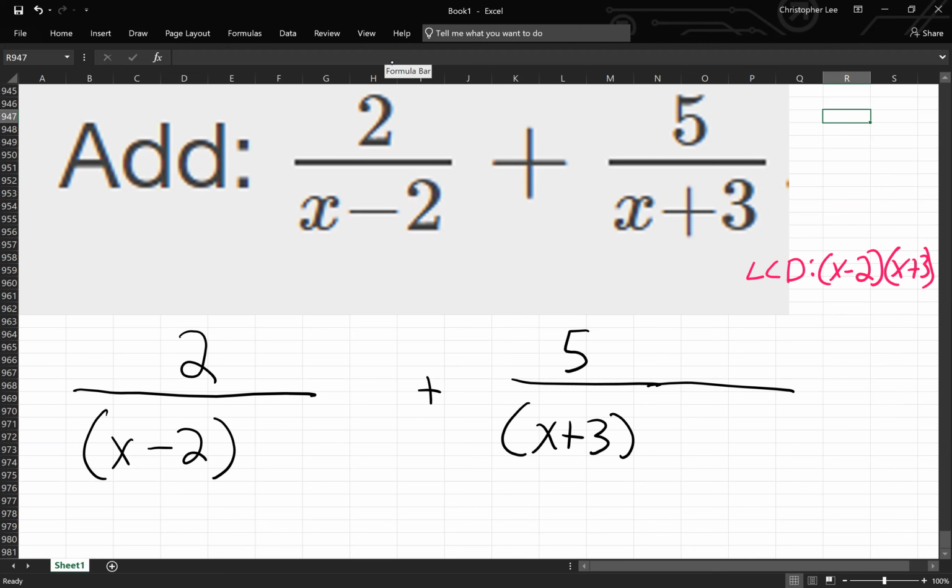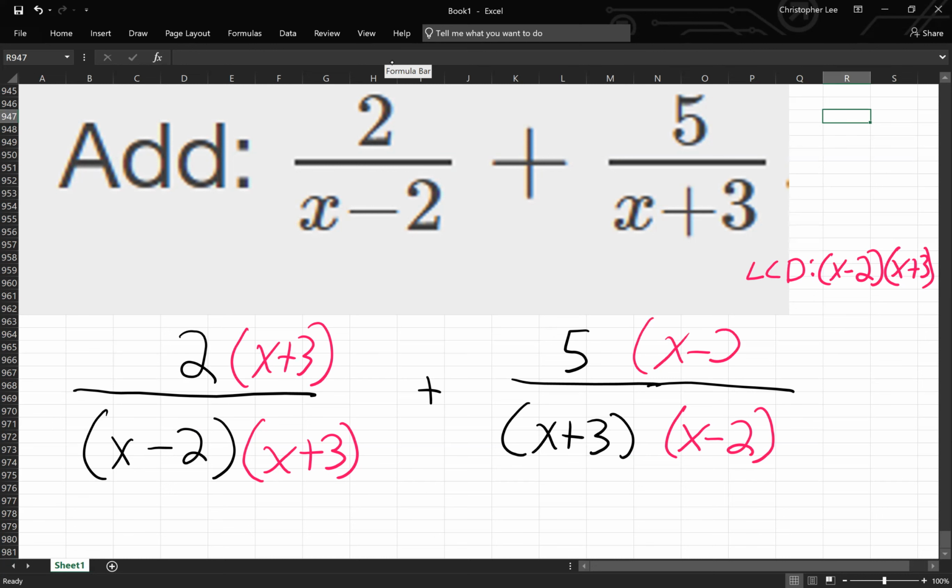Just multiply them two together, right? So I want to get both of these rational expressions to have the same denominator. This one has an x minus 2, but it's missing the x plus 3. So I'm going to multiply it by that. But what I do to the bottom, I got to do to the top. So I'm going to multiply this by x plus 3. For the second rational expression, I have the x plus 3 on the denominator, but I'm missing the x minus 2. So I'm gonna multiply this by x minus 2. But what I do to the bottom, I gotta do to the top. Multiply this by x minus 2.